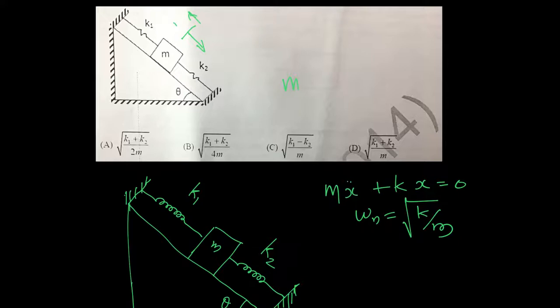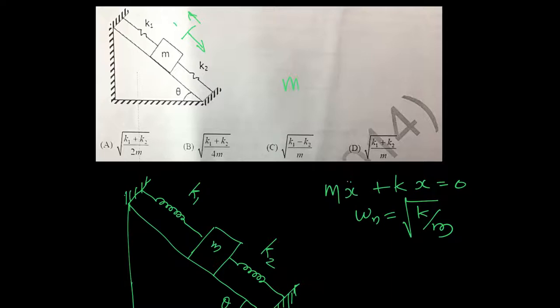And I have already told you the spring forces act in the same direction, so the net stiffness of the system will be the summation of the individual stiffnesses, that is k1 plus k2, and the natural frequency will be given by omega n equal to root of k1 plus k2 by m. And the answer is D. This is a crude way of answering the problem. Now let's get into the formal way of answering the problem.